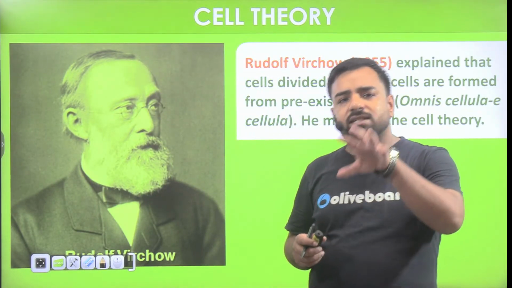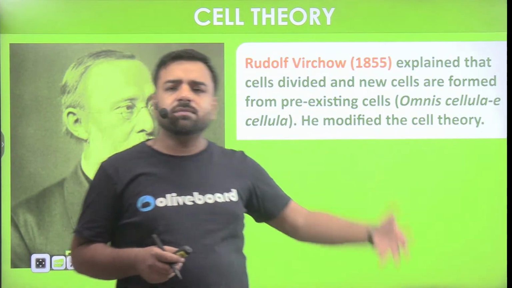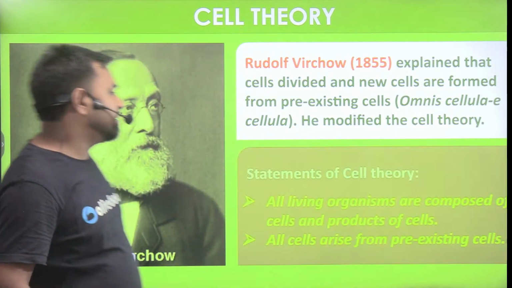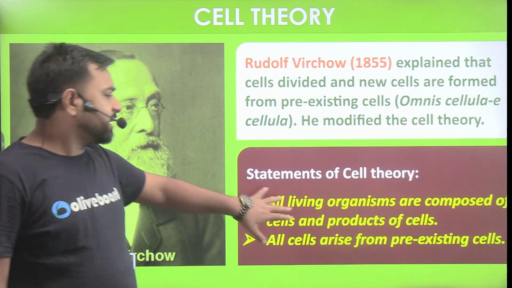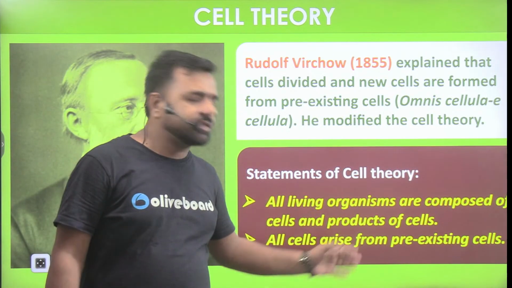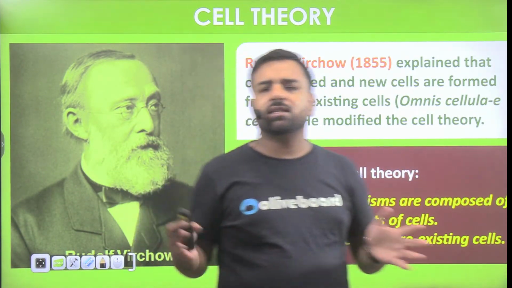So, cells are formed from the pre-existing cells where some cells keep on dying, some cells keep on generating. So it's mentioned here all living organisms are composed of cells and are the products of cells, and all the cells arise from pre-existing cells. And yes, cells have the properties of dividing, repairing, all these things are possible.